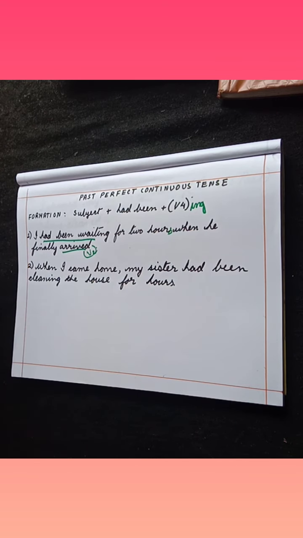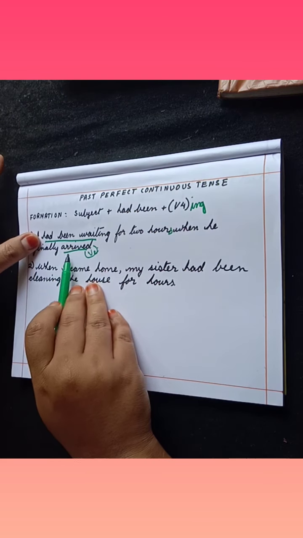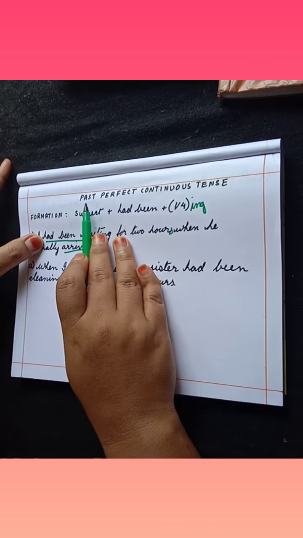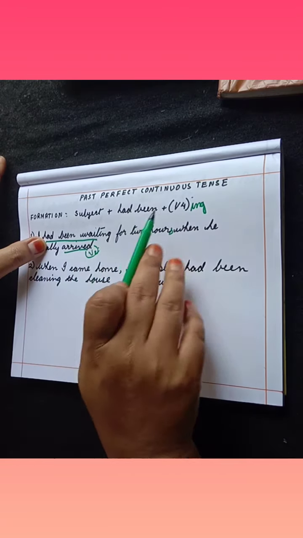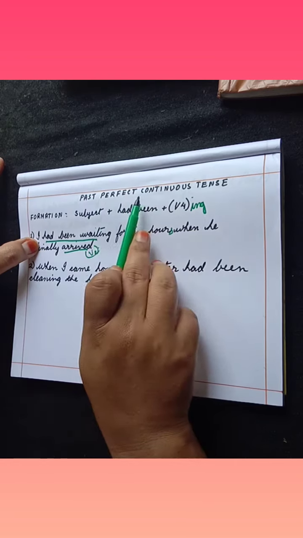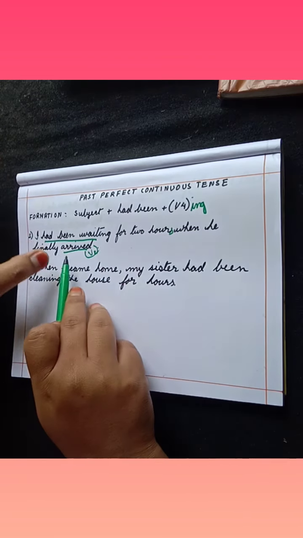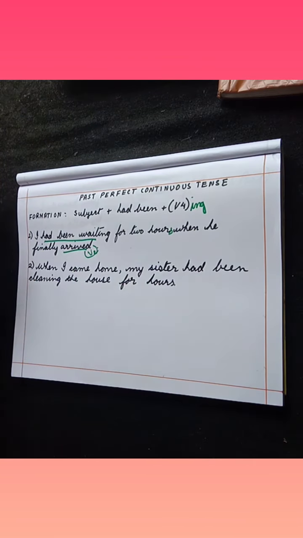I had been waiting for 2 hours when he finally arrived. Here we have to notice and find out the verbs: had been waiting and arrived. Had been waiting is the past perfect continuous tense. Subject I, had been plus ing form, had been plus waiting, the past perfect continuous. And we have arrived here. Arrived is the second form of the verb, the simple past form of the verb.